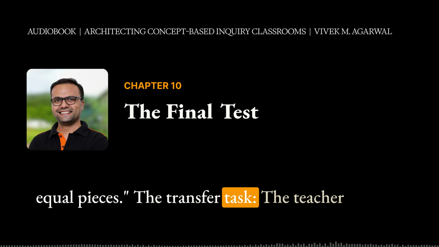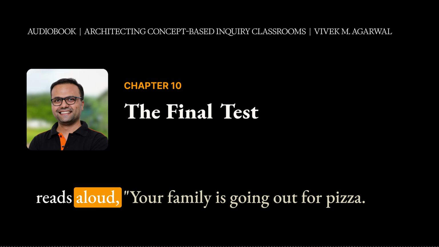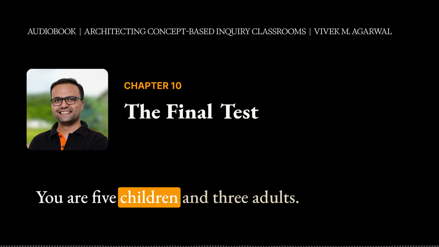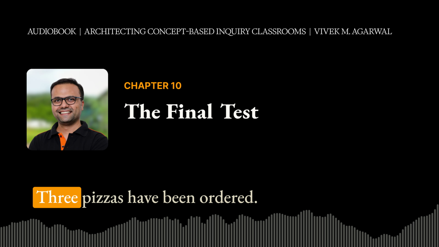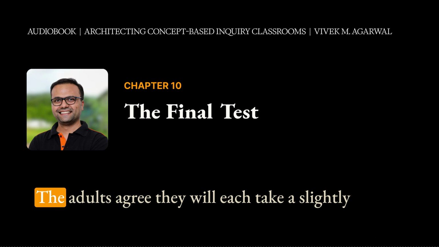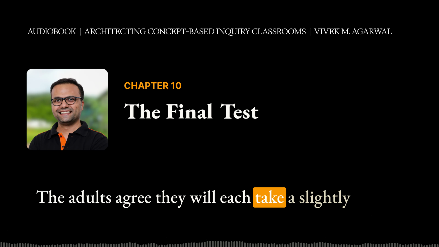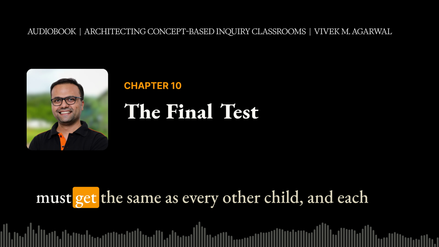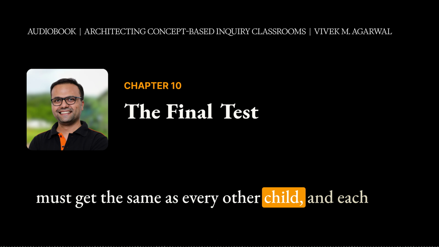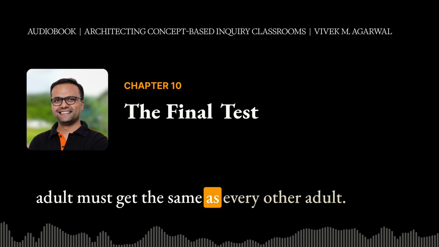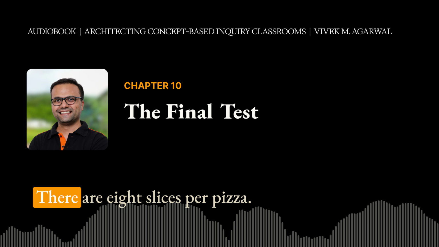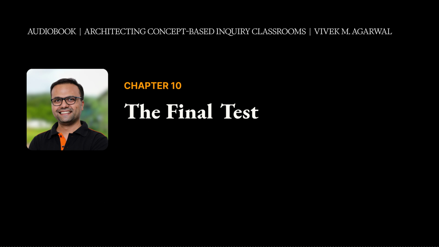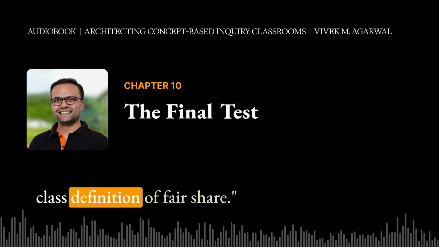The transfer task. The teacher reads aloud. Your family is going out for pizza. You are 5 children and 3 adults. 3 pizzas have been ordered. The adults agree they will each take a slightly larger share than the children. But each child must get the same as every other child, and each adult must get the same as every other adult. There are 8 slices per pizza. Show me how you would divide the pizzas. Defend your answer using our class definition of fair share.